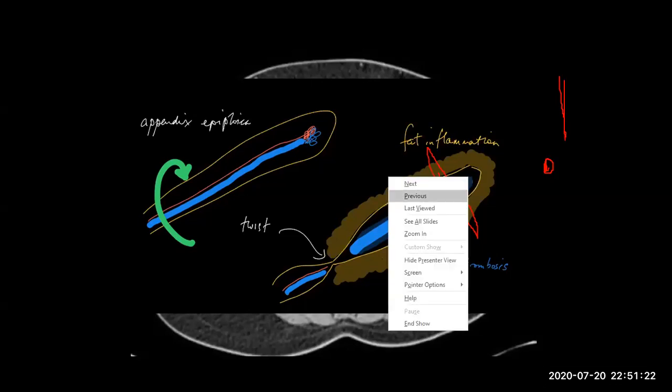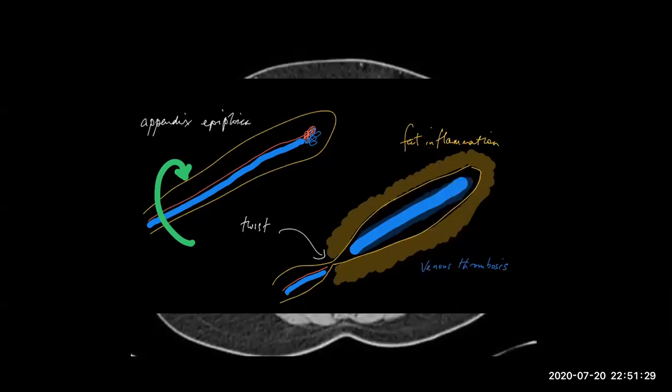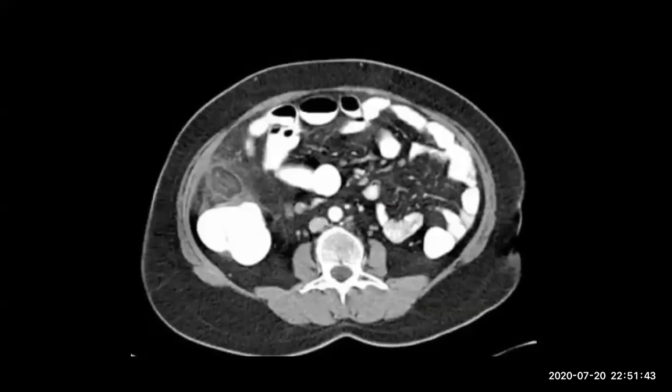So this is a classic case of epiploic appendagitis, and here this is on the right side. It is sometimes clinically mistaken for appendicitis. And here this is in relation to the ascending colon. Okay, this is in the region of the ascending colon.